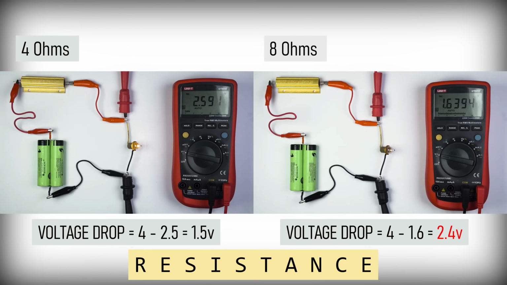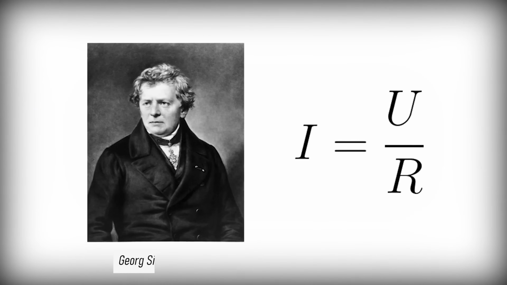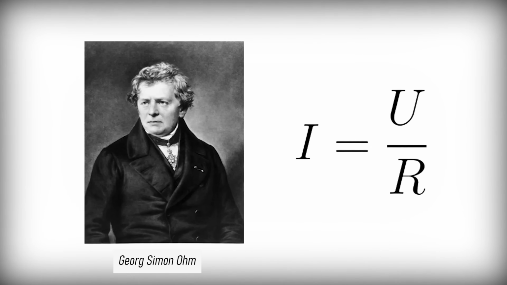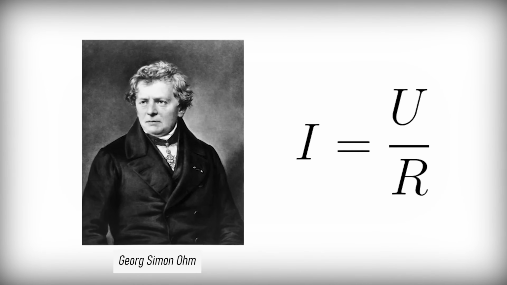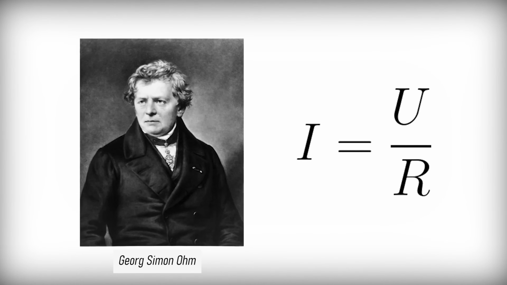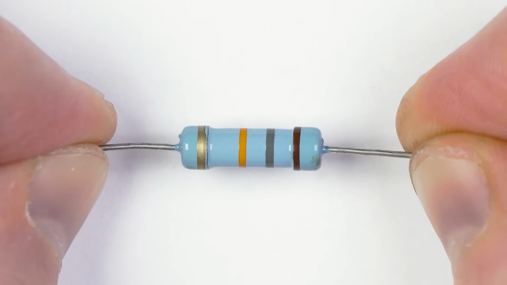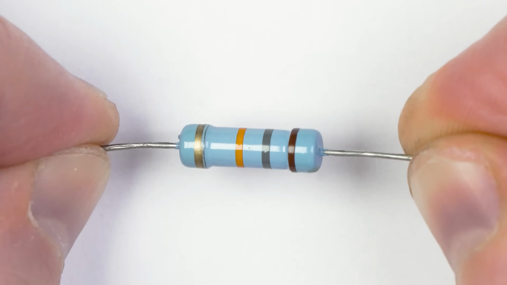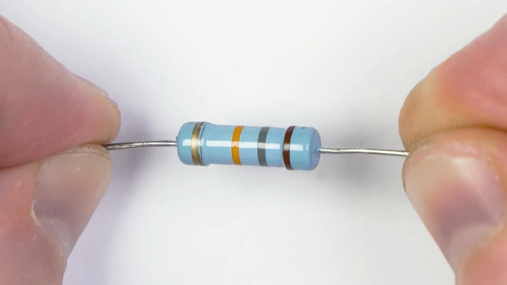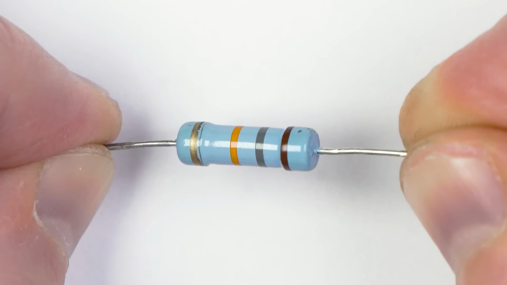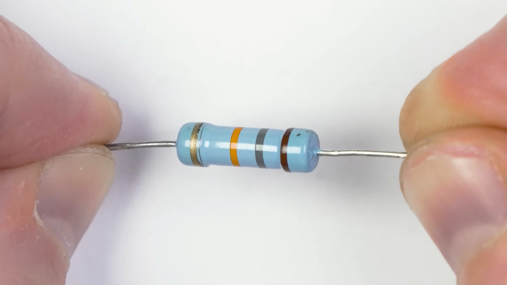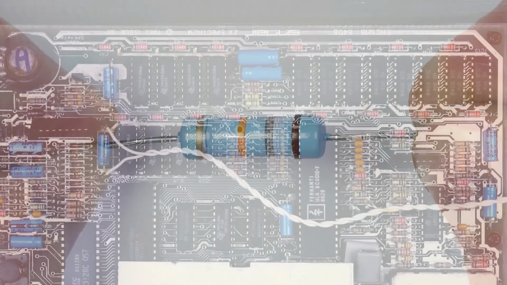Resistance is measured in ohms. This unit is named after the German physicist Georg Simon Ohm, who in fact discovered the relationship between current strength, voltage and resistance, today known as Ohm's law. The resistance is indicated on the body of the resistor by a color code, which allows anyone to read the value no matter the orientation of the part on the board.